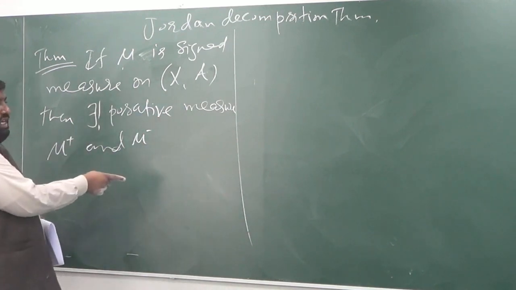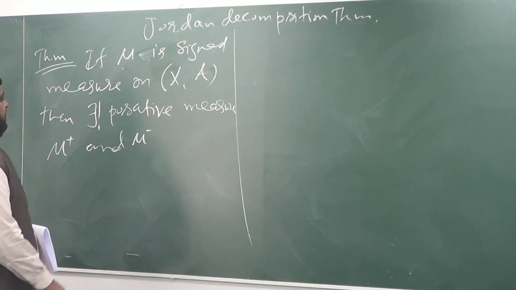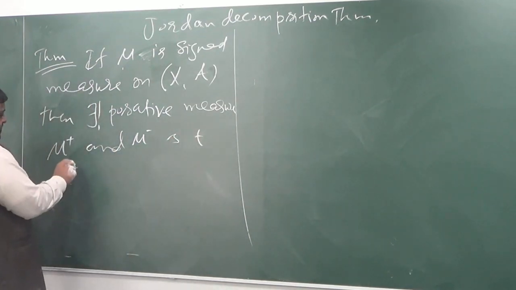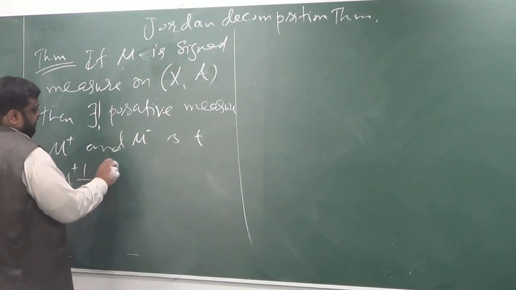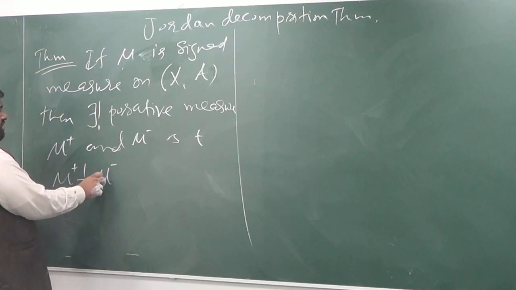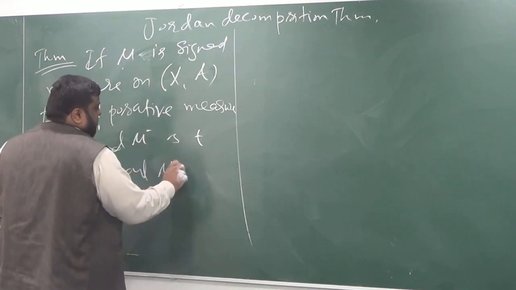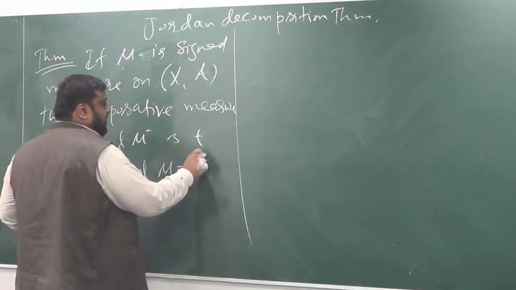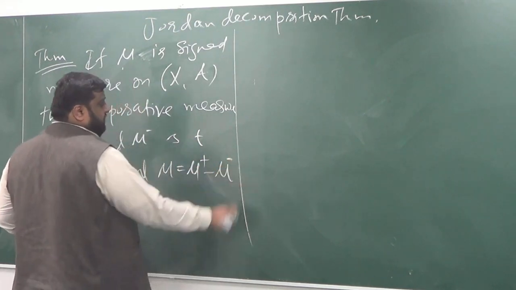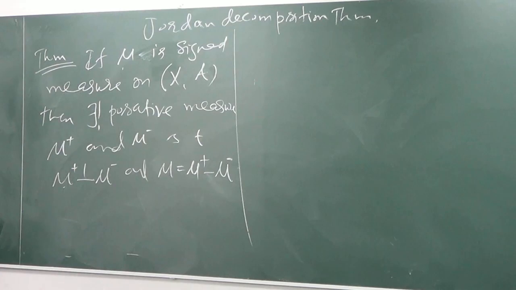This pair is unique, such that mu plus is mutually singular to mu minus, and mu can be written as mu plus minus mu minus.